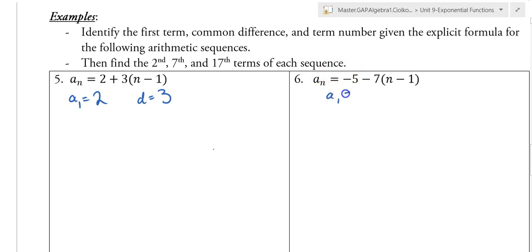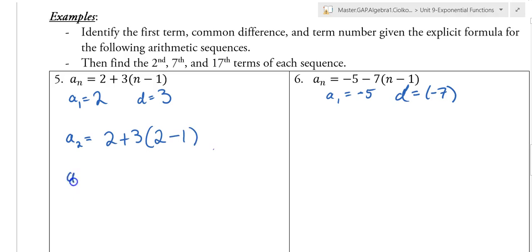Here, A1 is negative 5. And our D, since it's minus 7, would be negative 7. Now, when we're finding these terms, essentially we're plugging this in for n. So A sub 2 for the second term would be 2 plus 3, parentheses, 2 minus 1. So notice these numbers are the same. For the seventh term, A sub 7, now instead of a 2 there, I have a 7, and then 17.